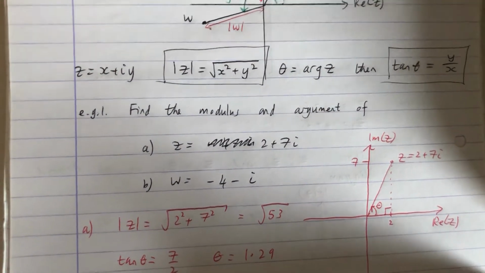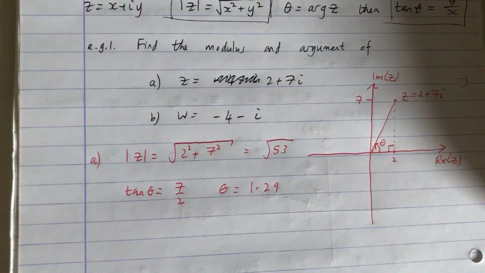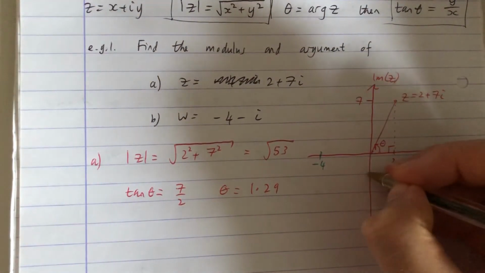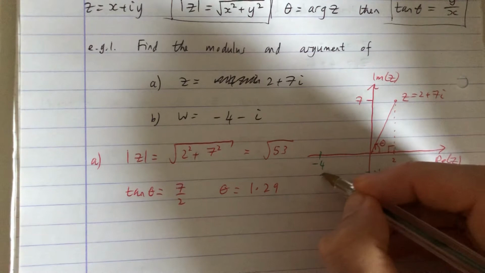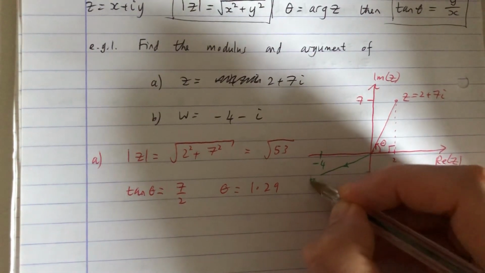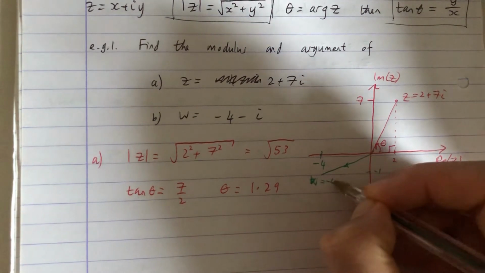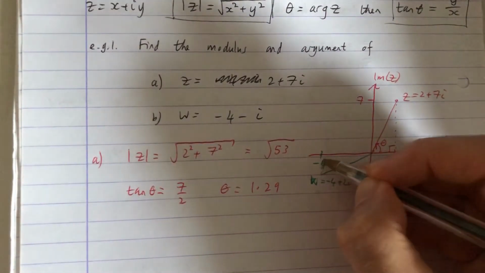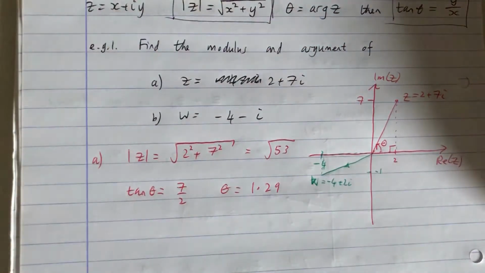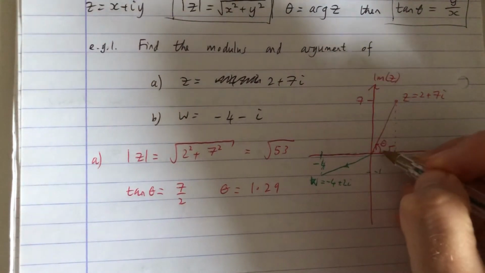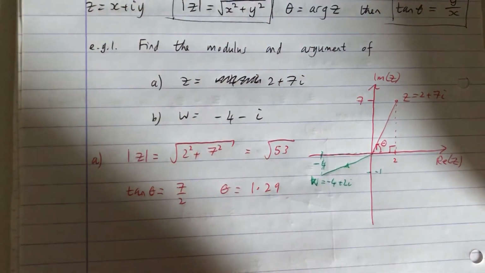Okay, now part B is the one people would likely get wrong if they didn't draw a sketch. So -4 -1 would be in this quadrant. Call that W. That is the right angle triangle, and let's work out the modulus first.